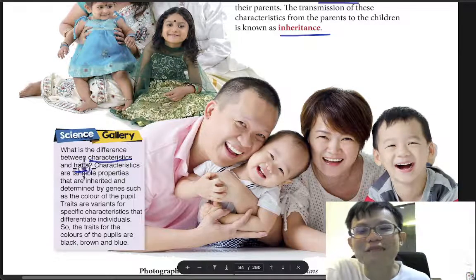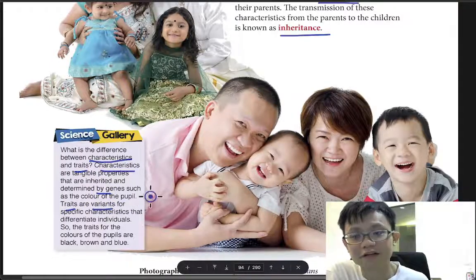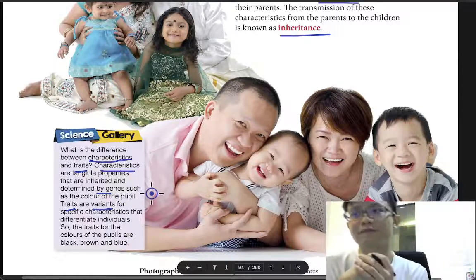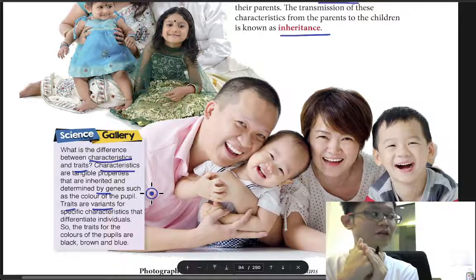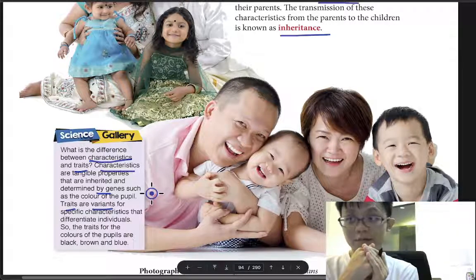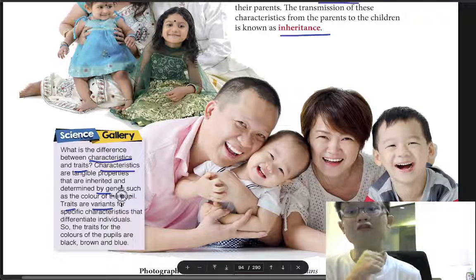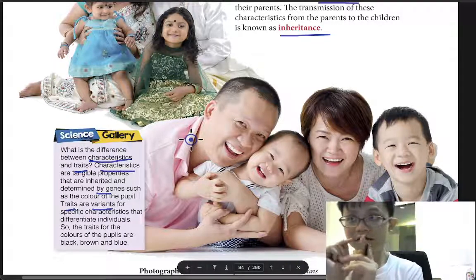Okay, the difference between characteristic and trait. A characteristic is the tangible property determined by the gene. Traits are the variants. Variant means the difference. Like in mathematics, there is variance, right? There is the mean, the mode, the variance, and the standard deviation. Variance means the difference.